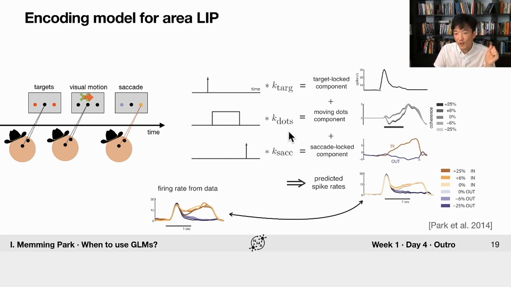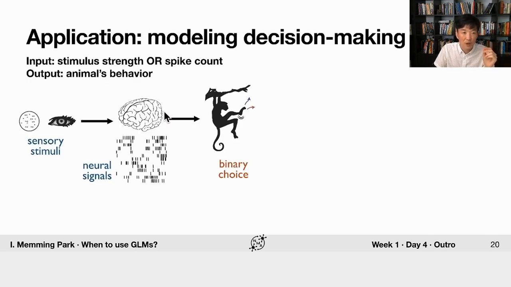So this is another way of using GLMs. Okay, so now that we've talked about behavior that's binary, basically the animal is either making a left choice or a right choice, let's talk about modeling this kind of sensory decision making, where you have stimulus coming in and the animal is eventually making a binary choice, left or right. And in the middle, of course, there's a causal process going on in the brain.